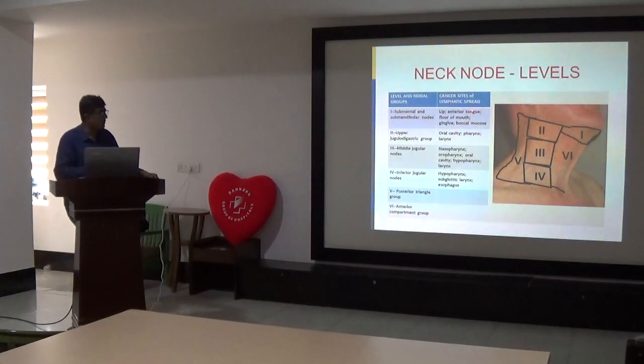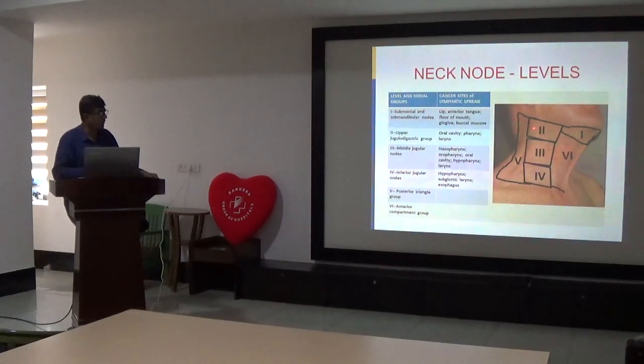So all these tumors, primary tumors in this area of the oral cavity, will drain into level 1 nodes, that is submental and submandibular. Level 2 would drain the oral cavity, mainly the posterior tongue and the buccal mucosa, the pharynx and the larynx. So this level 2 is the upper jugulodigastric nodes.